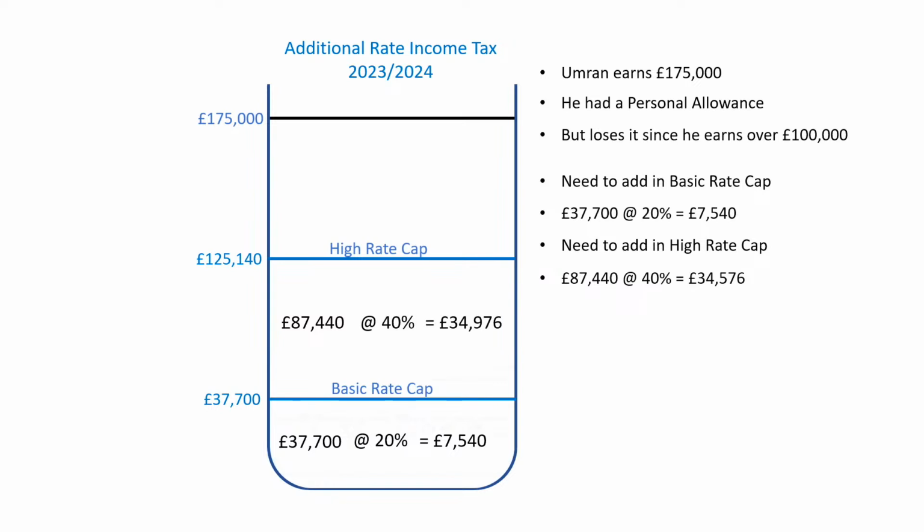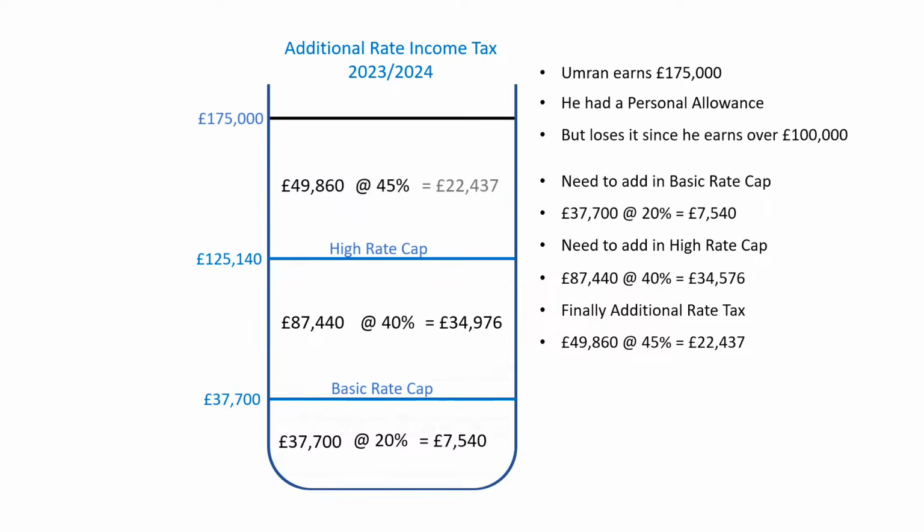But now he's into additional rate. An additional rate goes on forever. And this is, as I say, his salary there, 175. So he's got 49 grand additional rate at 45%. So he's got 3 calculations makes up his tax bill. So add those together, he's got to pay 64 grand. That's over a third of his income in tax. But hey, rightly so in a way, isn't it? Because he's earning the money.